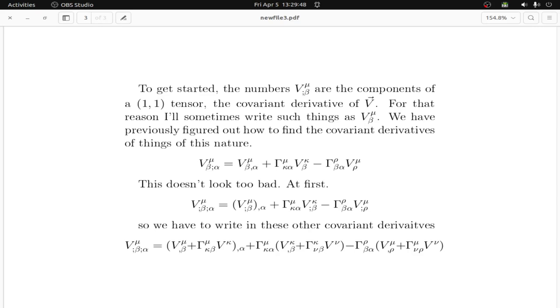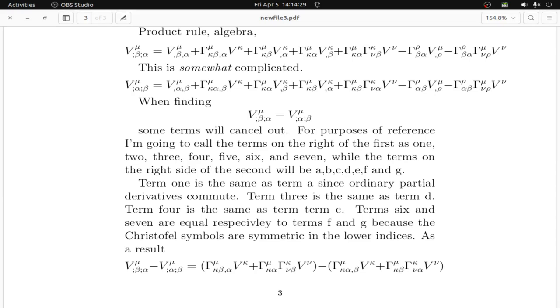The first term inside the parentheses consists of two other terms. The first one I'll just have to differentiate. The second one, though, is a product of two things, so I'm going to have to apply the product rule to figure out what v^μ;α;β is. I'll just take the formula that we just obtained and interchange α and β. When I calculate the difference of these two covariant derivative components, a lot of stuff will cancel out.